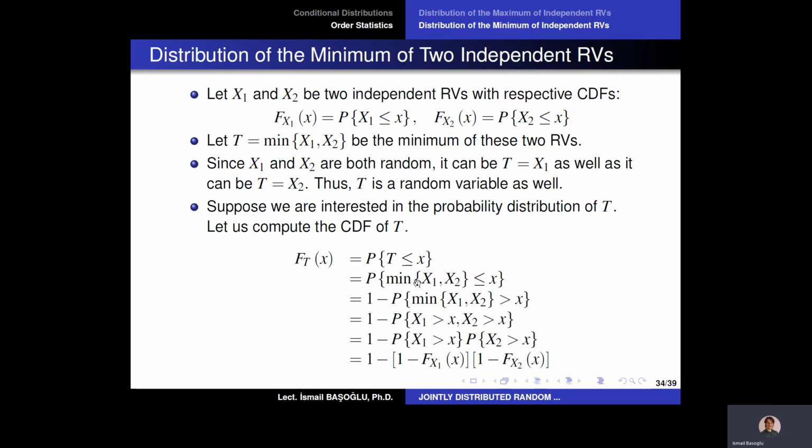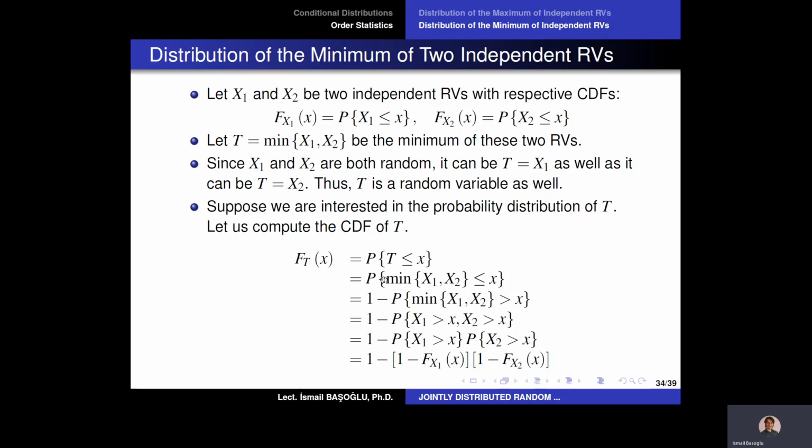So we are interested in the minimum of these two random variables to be less than or equal to x. The maximum can be greater than x. It doesn't matter. Therefore, we cannot simply separate this expression as both X1 and X2 to be less than or equal to x, because it's not a necessary condition.